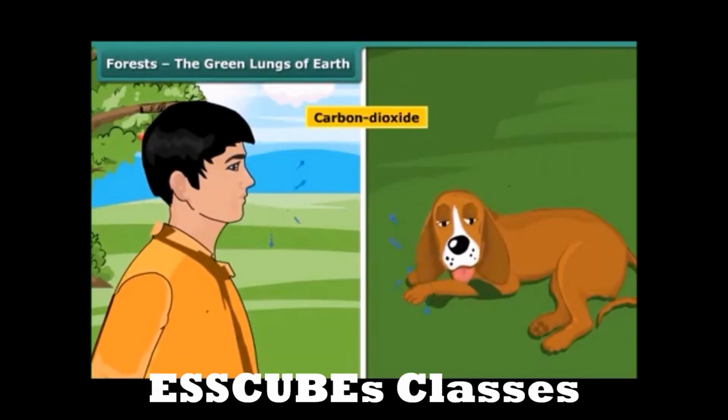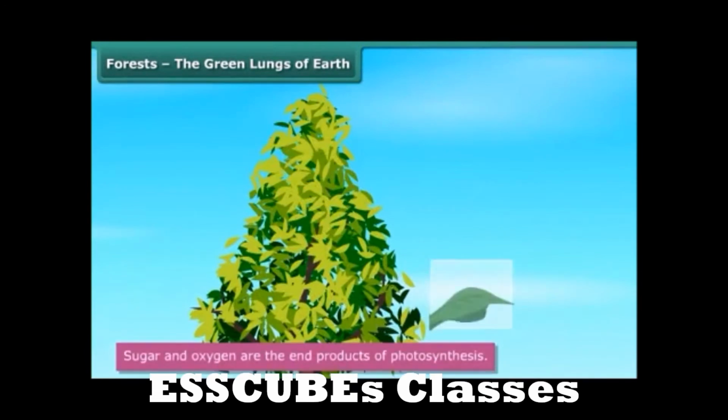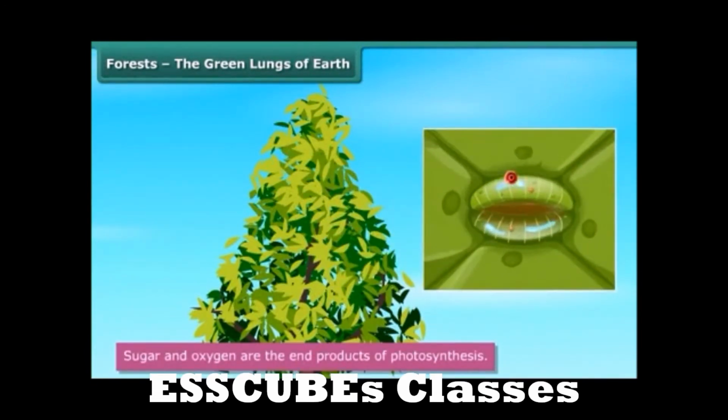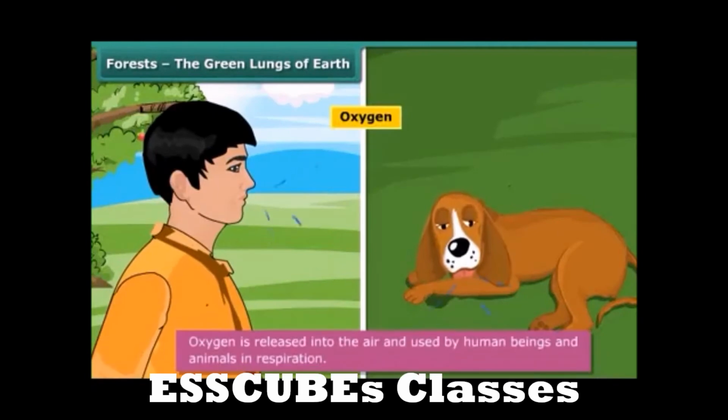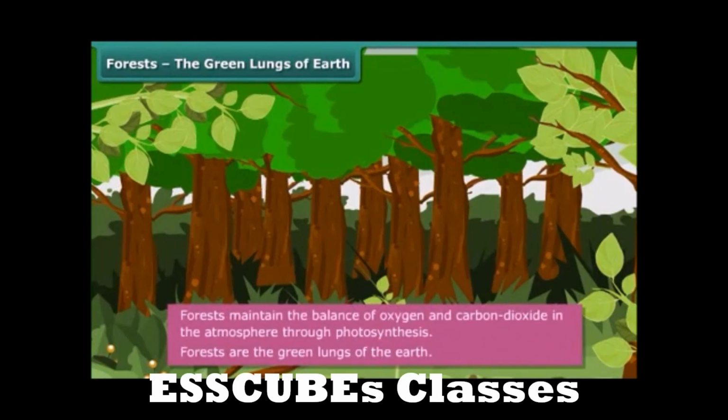Carbon dioxide is released by human beings and animals. Water is absorbed from the soil by plants. Sugar and oxygen are the end products of photosynthesis. Sugar is transported to the rest of the plant. Oxygen is released into the air and used by human beings and animals in respiration. That is why forests are called the green lungs of the earth.